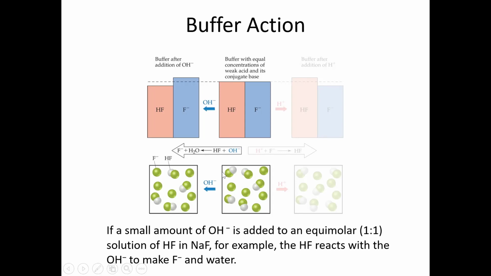HF molecules, excuse me. When you add a small amount of OH, it'd be reacting with the HF. Again, our HF is going to react. It's going to make the water ion. So this is the same case, showing exactly what we did with Le Chatelier's principle before. When we add OH, it shifts to the left and makes more water over here and the fluoride ion. This is a slightly different derivation of the reaction.